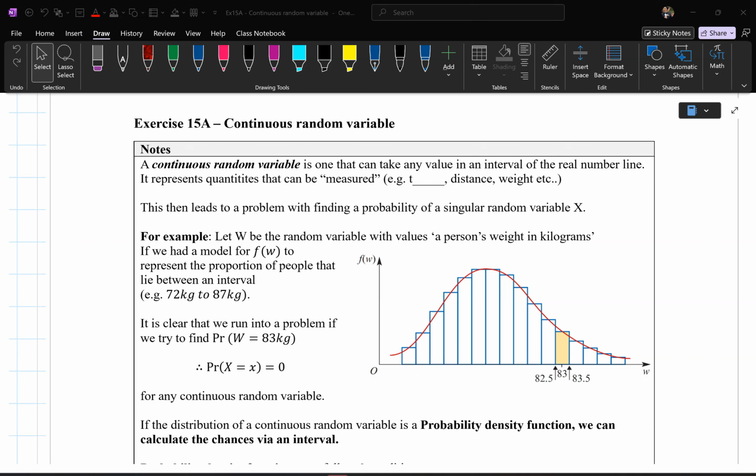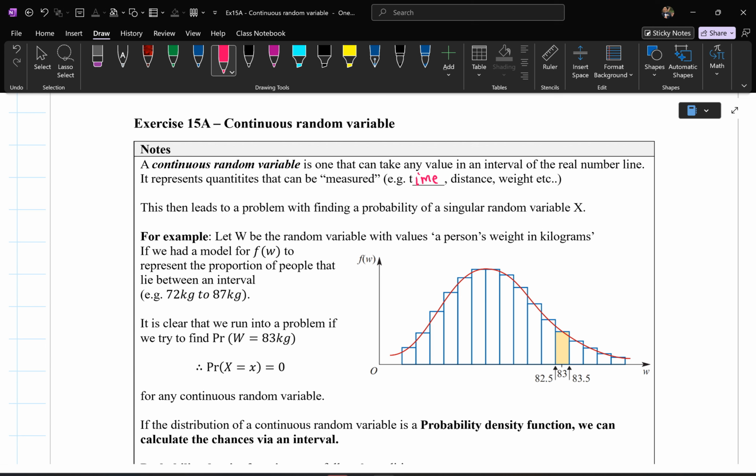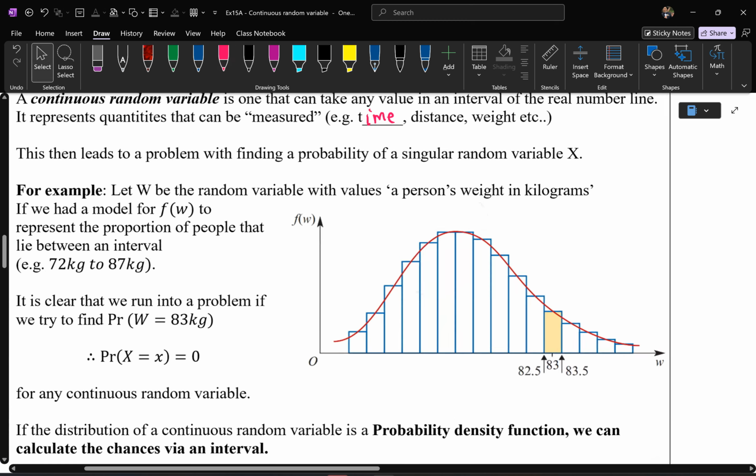Here we go. So 15A, here's the difference between a discrete and continuous random variable. A continuous random variable is one that can take any value in an interval. Those things are not countable, but measured. What are some examples? Time, distance, weight, height. Everyone can be slightly different, infinitely different, just based on the amount, right? And because of that, that leads to a problem.